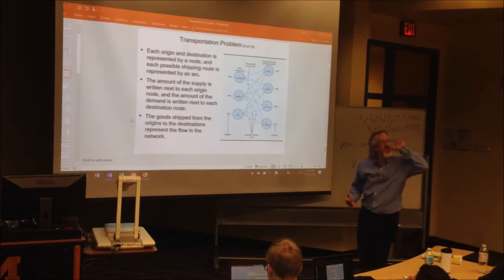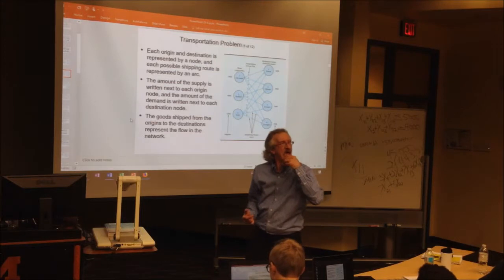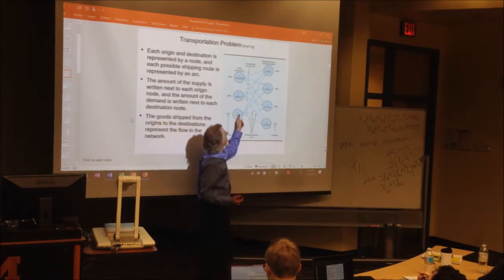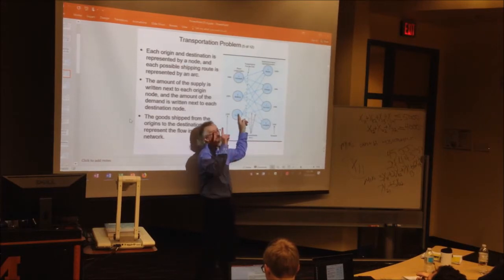So could you have more than one line going from one of the nodes on the left to one of the nodes on the right? And if so, how would you? No, you wouldn't have 2 lines going here to here. You'd only have 1 line.